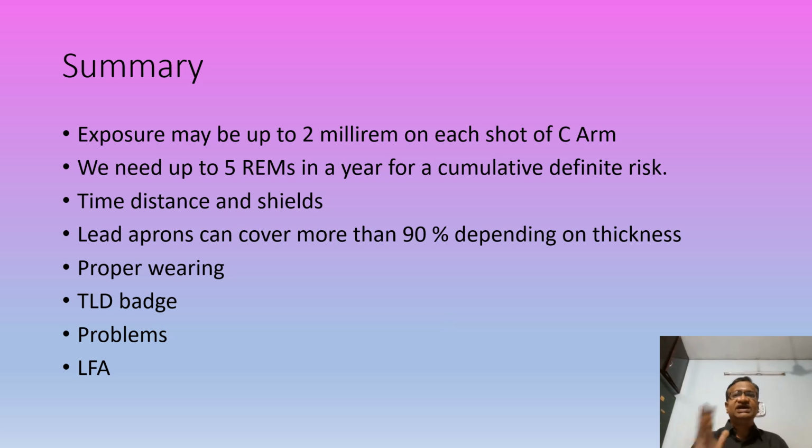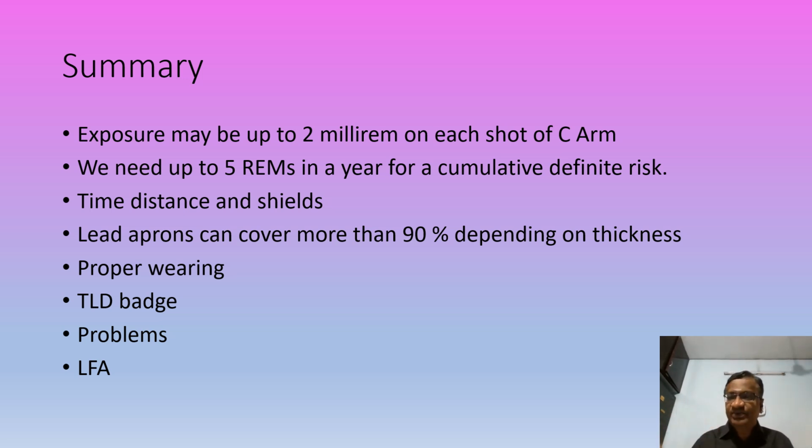So what is the summary I want to give? Exposure may be up to 2 milligray each shot of CM. And we need 5 rems in a year for cumulative. What matters is the cumulative time and the distance from the shield, whether we use it or not. If you are 1.5 meters away from the so-called X-ray tube, you are less exposed. Lead aprons of 0.25 millimeter can protect. You need to wear them properly and you need to maintain them properly. That TLD badge will help you in assessing the radiation which we are exposed to.